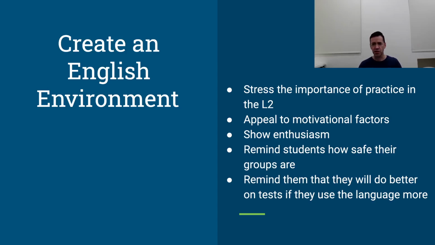So some things you can do is stress the importance of practice, of using English. Why do you care? Why should I improve my English? So appeal to their motivational factors, like why will they need English in the future? How can that benefit them? Show enthusiasm. You have to be enthusiastic about their English learning. Remind them how safe their groups are. When you're in a group, only your group members can hear you using English. It's the perfect chance to speak English without being judged by everybody. And remind them that actually the more you use English in class speaking, that will help you on your tests because you will start to learn where your mistakes are.